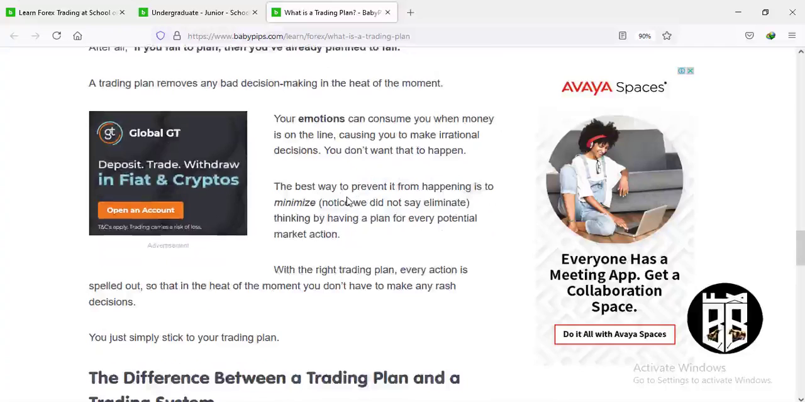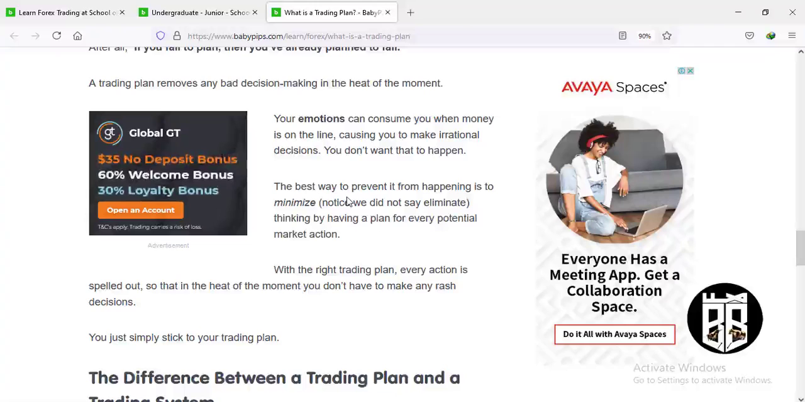Why? Because no trading plan. Trading plan removes your emotions from the market. Okay, it tries to minimize your emotions from the market. Okay, so your emotions can consume you, when your money is in line, and you can make irrational decisions. I have done that. I have been there. Okay, I know it was going up, but on the other hand, I just went down. I don't know why. Lots of wrong interpretations, but your trading plan can help you to eliminate all that.